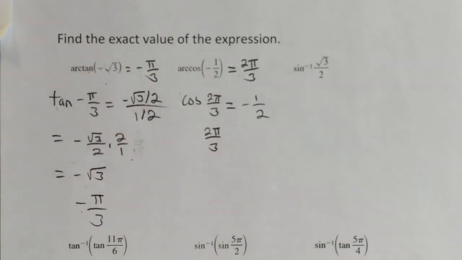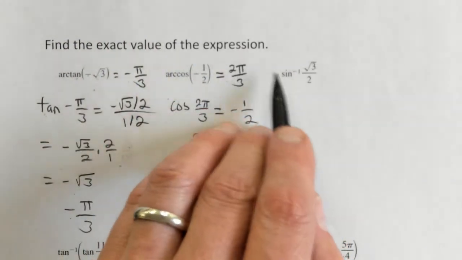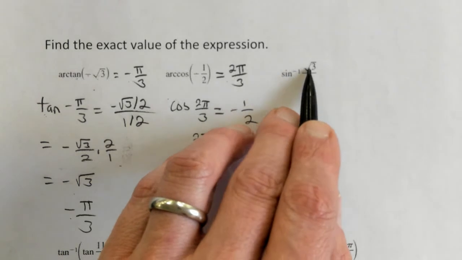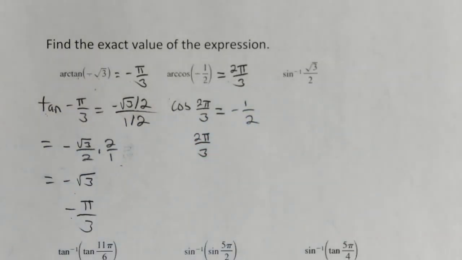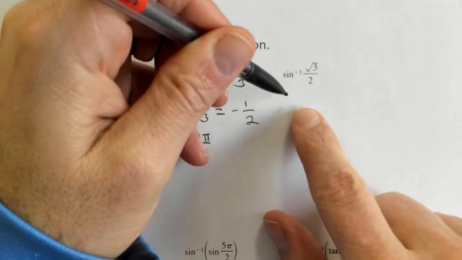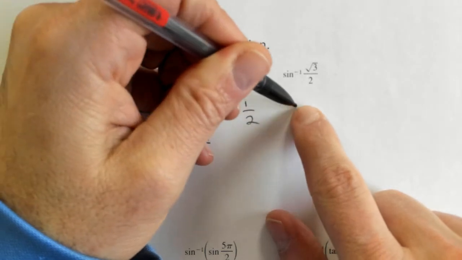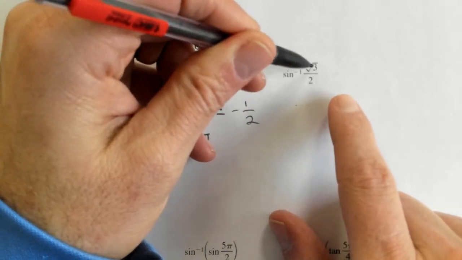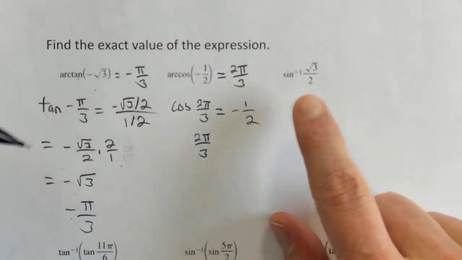What about the next one? Let's say I wanted to find the exact value of the inverse sine of square root of 3 over 2. Inverse sine of square root of 3 over 2. Okay, so again, remember your reverse thought process. I'm looking for the sine of what angle can equal square root of 3 over 2. The sine of what angle.